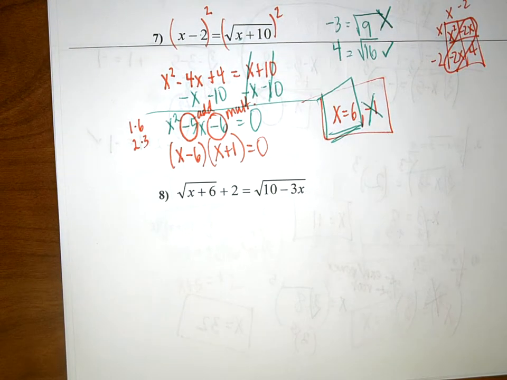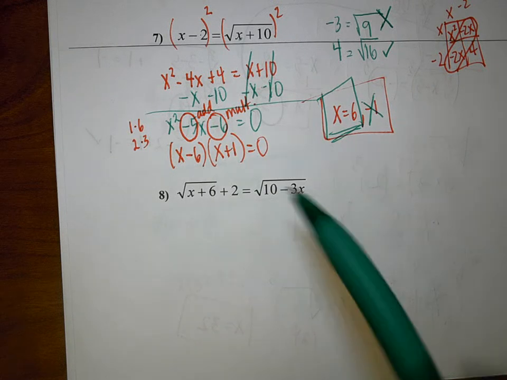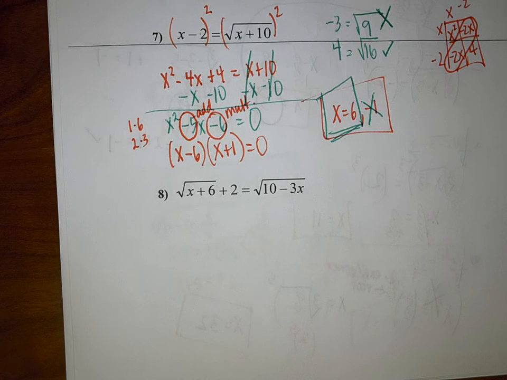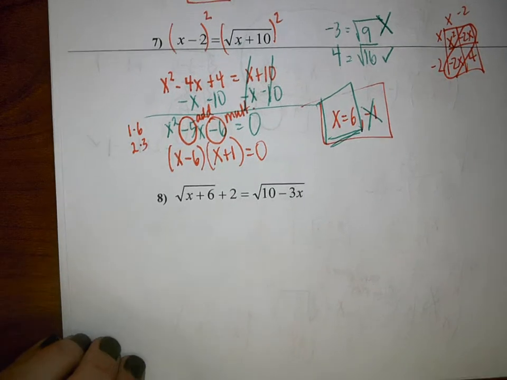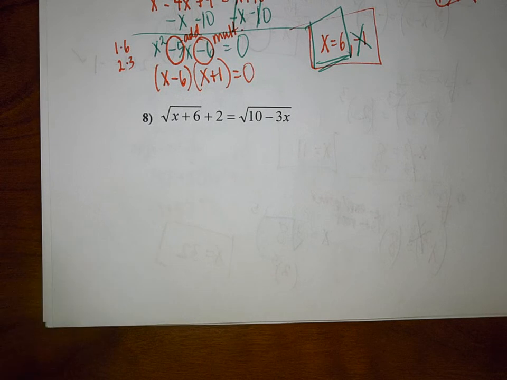But to save you time, really the only ones that you need to double check are ones that you end up factoring at the end. Okay? All right, 8 is basically an extra credit problem on your test. Do you guys want to know how to do it? Okay.